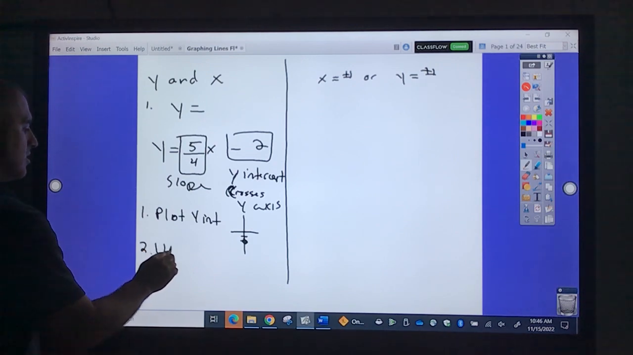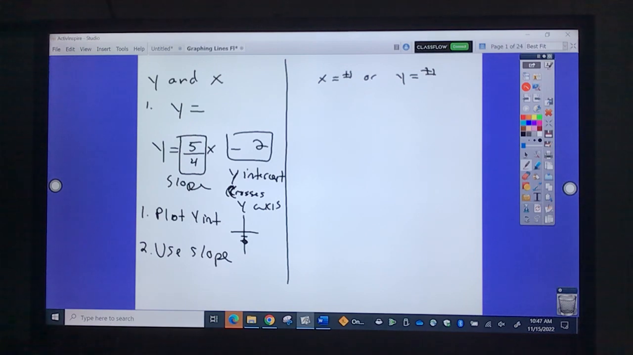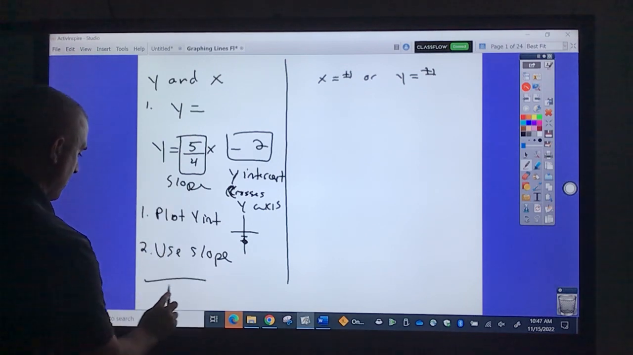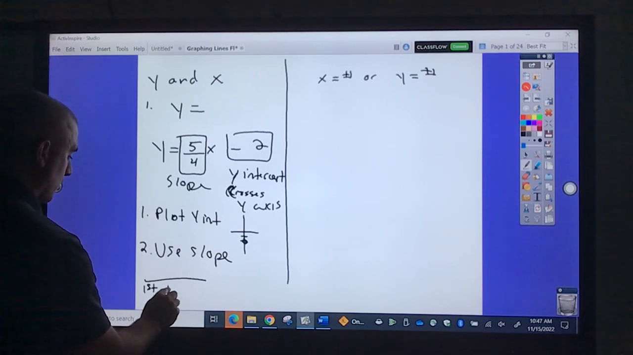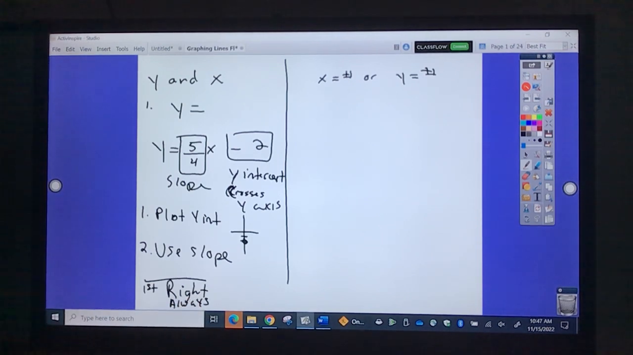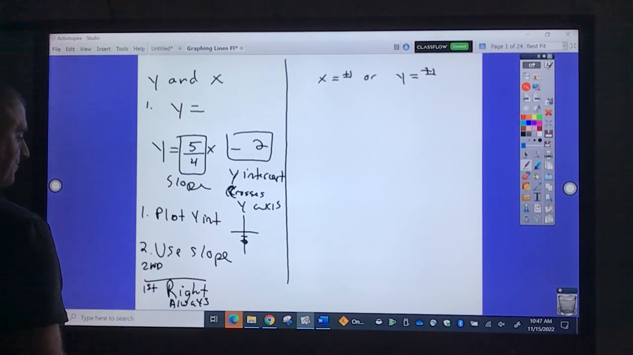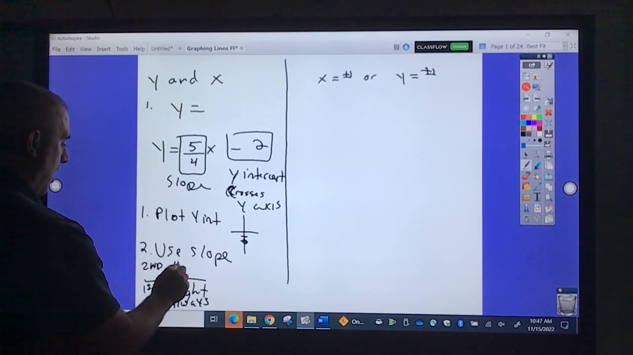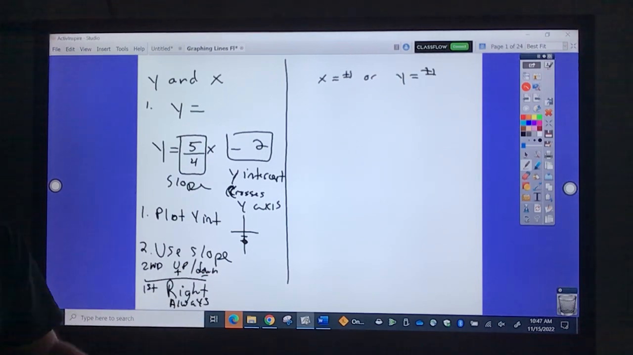Then I want to use the slope. Now, the bottom number, we'll do this one first. This is how many spaces you're going to go to the right. We're always going to go right. We'll talk about the negative slopes in a little bit. The top number is what we'll do second. That's going to be up if it's positive, down if it's negative. We'll get through one of those lines in a little bit.